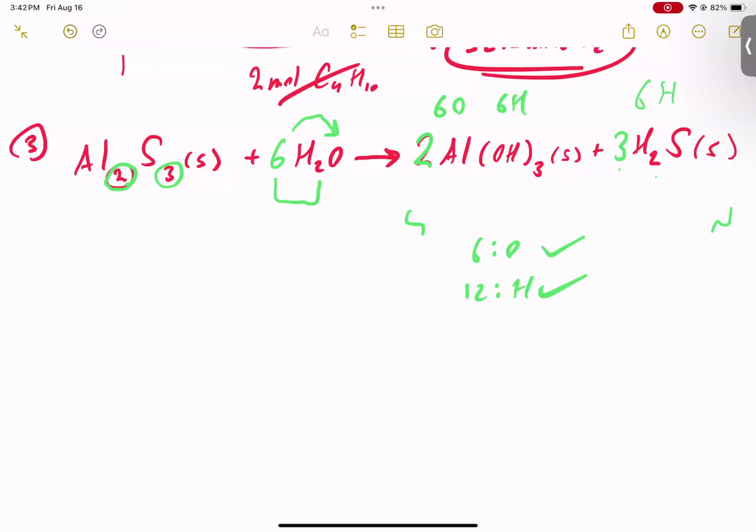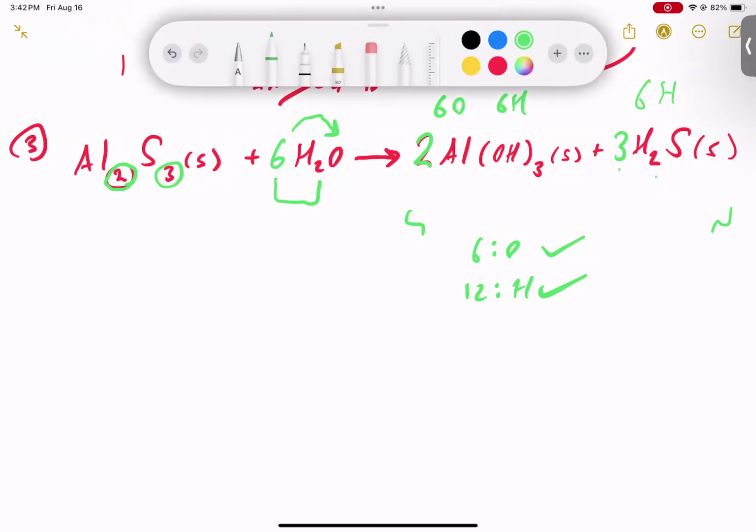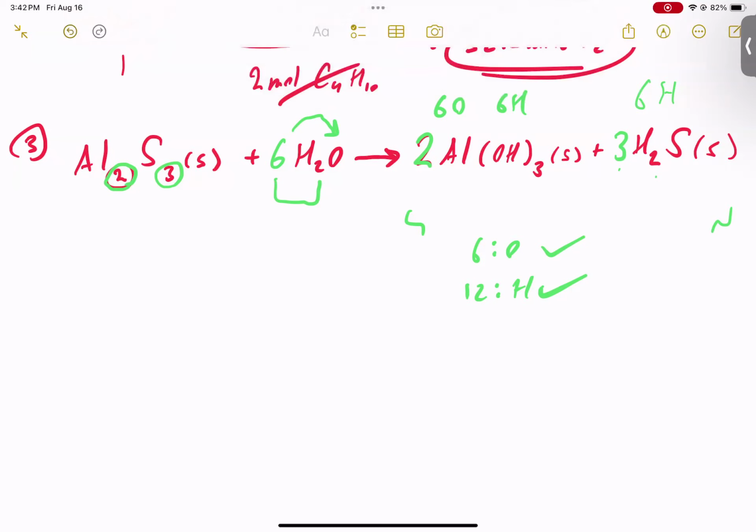Now moving on to part B. So this is part A. Moving on to part B, how many grams of aluminum hydroxide are obtained from 10.5 grams of aluminum sulfide? Well, let's figure out how many moles of aluminum sulfide I have in the first place. Because when it comes to stoichiometry, let's work with moles, please.